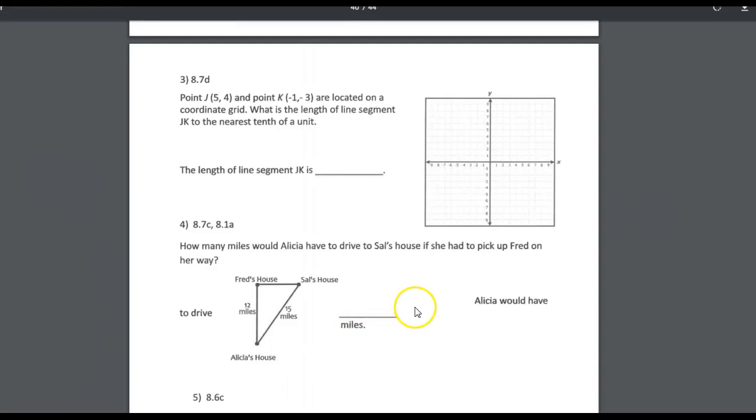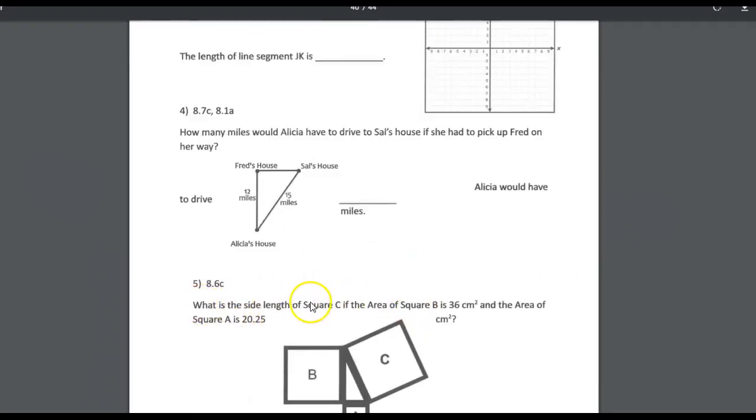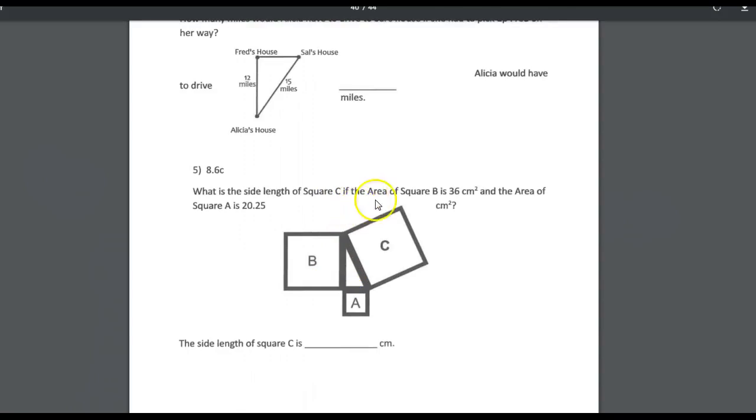Number 5. What is the side length of square C if the area of square B is 36 centimeters and the area of square A is 20.25? So they're giving you the entire area of these squares. So you need to square root the area. So the square root of 36 would give you this side, and the square root of 20.25 would give you this side. Okay?